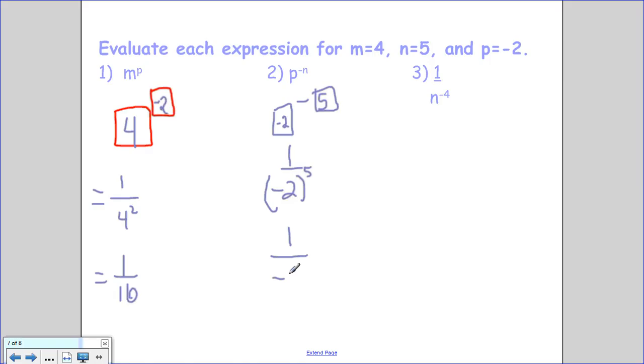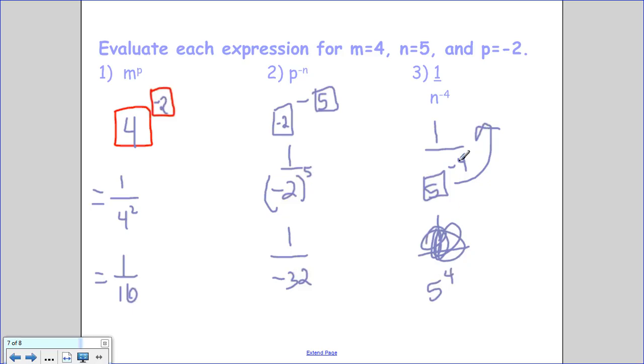Now this one, 1 over n to the negative 4. N is 5. Got my negative, but it's already on the bottom, so that means I'm going to move it to the top. So 1 over, oops, I didn't move it to the top. 5 to the 4th power, and since I moved it, I get rid of the negative. 5 to the 4th power is 625. And that's it.